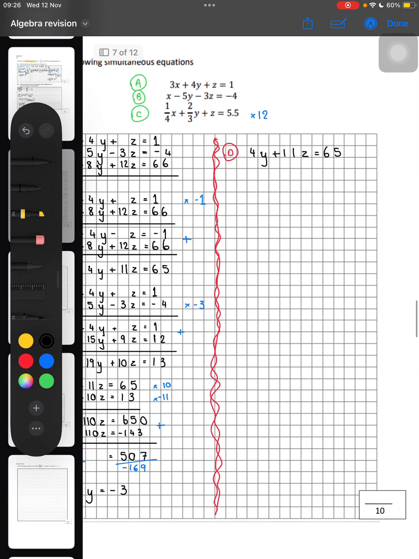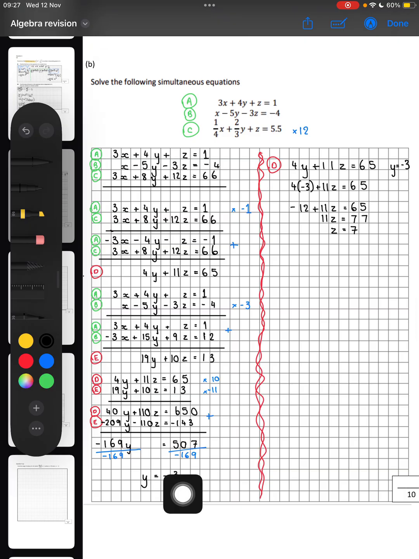So I'm going to put into that y is minus 3. So that's 4 by minus 3 plus 11z is 65. So that's minus 12 plus 11z is 65. We're just working to get z on the side by itself here. So we're going to get 11z is 65 plus 12, so 77. And then divide both sides by 11 to get that z is 7. So now I've found two of my unknowns. I have y and I have z.